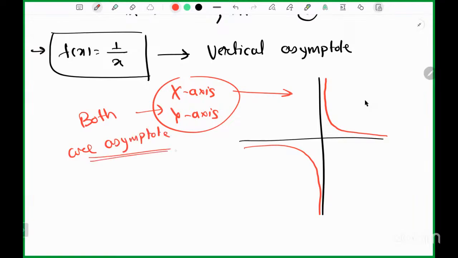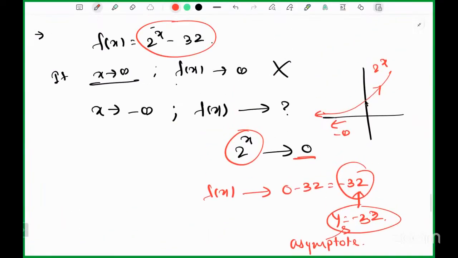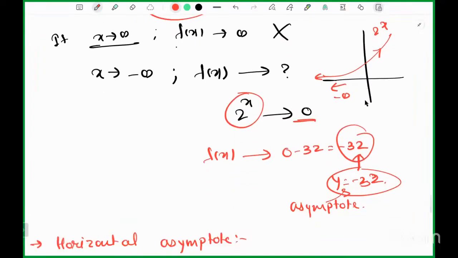So an asymptote means you have to figure out a line which seems to be intersecting the graph at infinity. That's what asymptotes actually are. Okay, ma'am. So whenever you have an exponential function, you can find it just by taking the limit as x goes to infinity or as x goes to minus infinity.